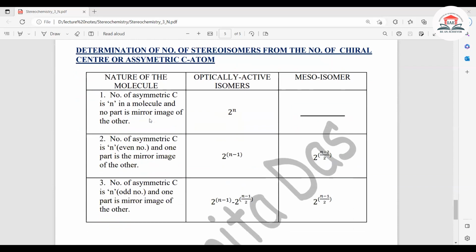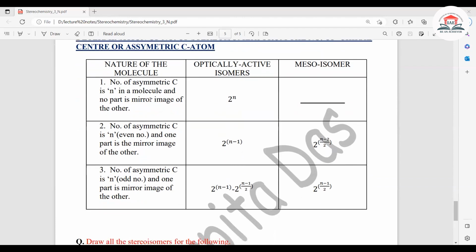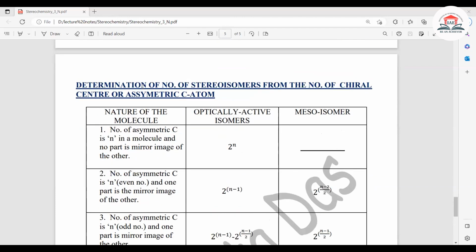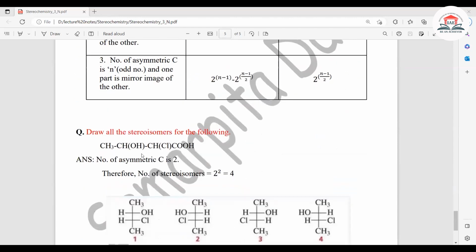Now the next topic is determination of the number of stereoisomers from the number of chiral centers or asymmetric carbon atoms. So this part is very important. It is asked: determine the number of stereoisomers from the number of chiral centers. So this type of question always comes in the semester exam.